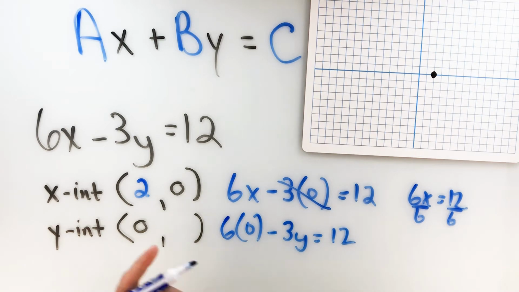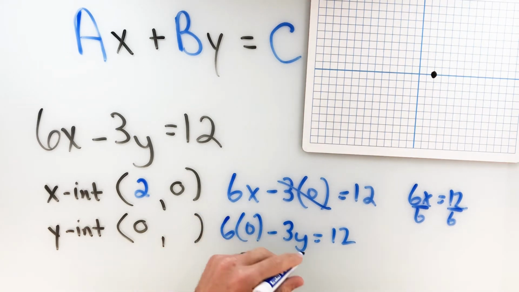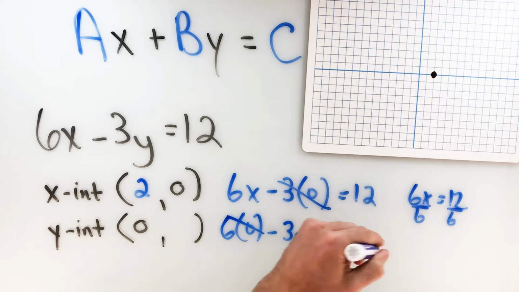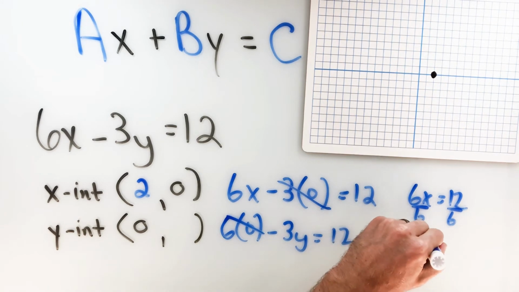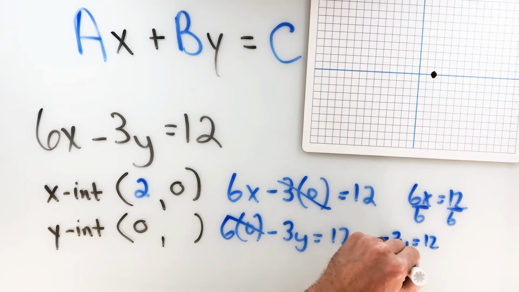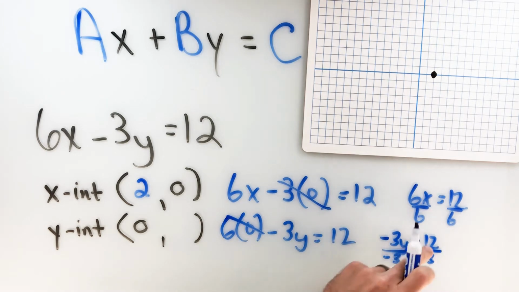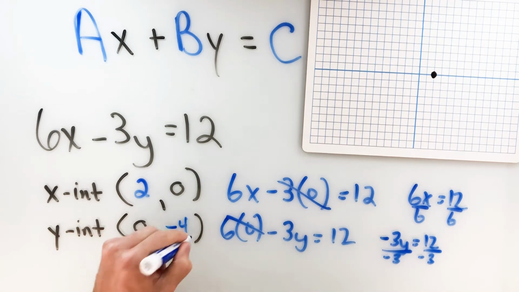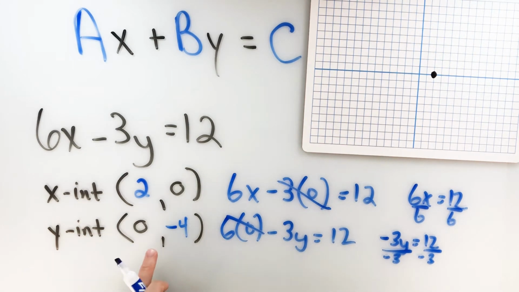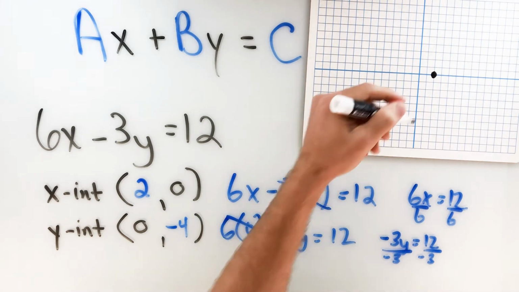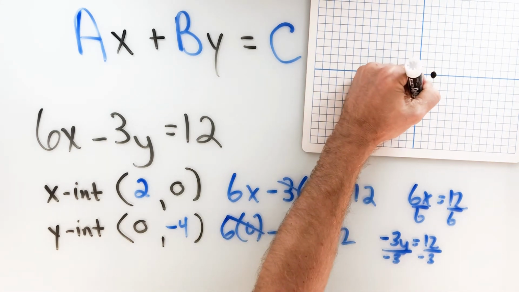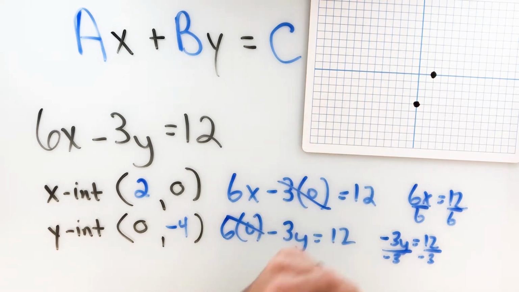So again, the 6 times 0 really just is gone. 0 minus 3y is just negative 3y. So negative 3y equals 12. I would divide both sides by negative 3. And 12 divided by negative 3, that's going to be negative 4. So my y-intercept for this line is going to be 0, negative 4, which is 1, 2, 3, 4 down, right there.